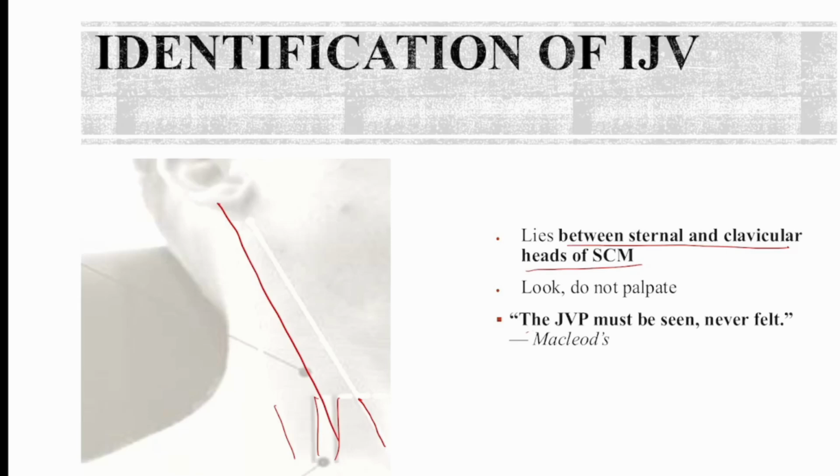JVP must be seen, but don't try to palpate it. Look, don't palpate. That is the rule for the JVP. JVP is better seen than felt. Usually the right internal jugular vein is selected because it is in more direct continuity. The external jugular vein is not usually routinely used because it passes through different fascial planes. It has got valves. The internal jugular vein has got no valves. That is why the internal jugular vein is selected.